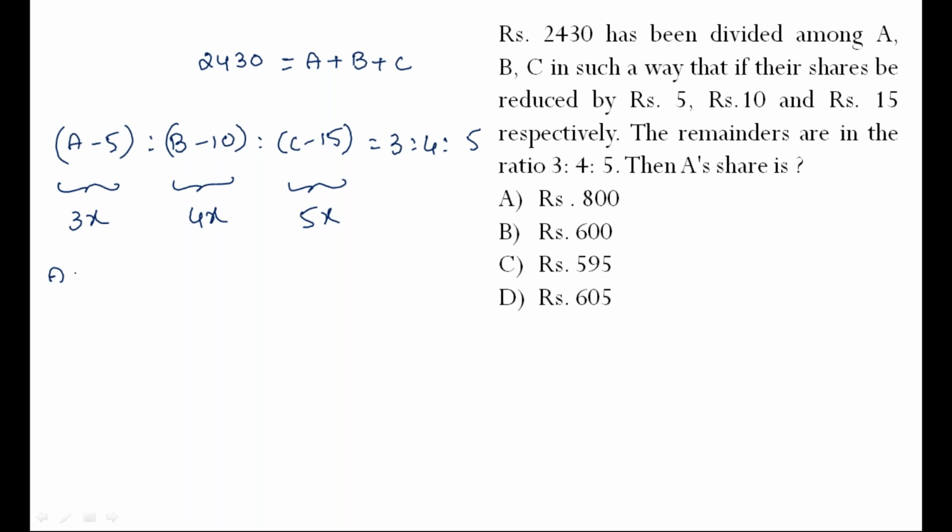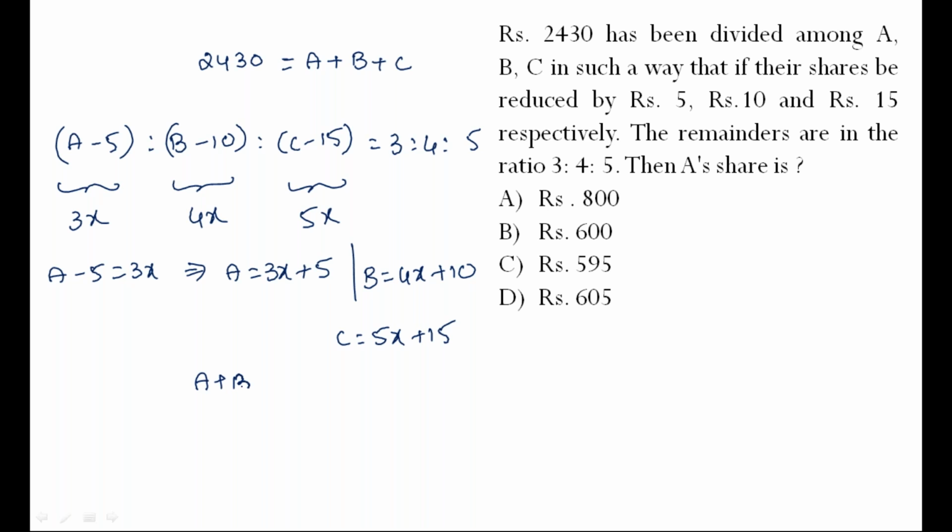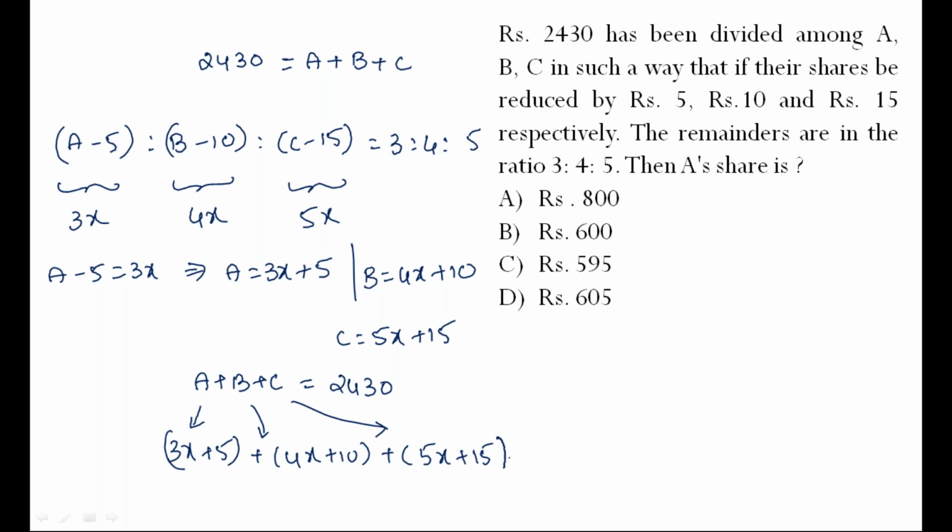Now A minus 5 is 3x, meaning A equals 3x plus 5. Similarly, B equals 4x plus 10. C equals 5x plus 15. Substitute this in A plus B plus C equals 2430, because the 2430 is distributed among these people. This is 3x plus 5, this is 4x plus 10, and here 5x plus 15. Now altogether this is 2430. Friends, if you just calculate, you come to know the x value is 200.